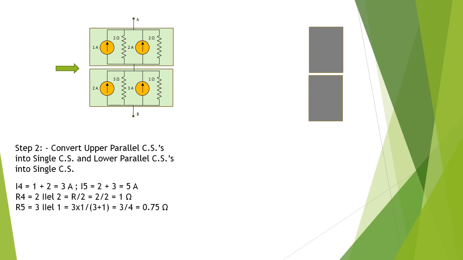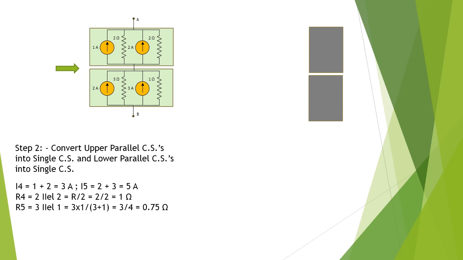Let I4 be the current for the upper parallel current sources. 1 ampere and 2 ampere both are flowing in the same direction, so you get the addition of both currents as 3 ampere. In the lower parallel current sources, 2 ampere and 3 ampere both are flowing upward, hence the same direction. Therefore I5 is equal to 2 plus 3 ampere, which is equal to 5 ampere.